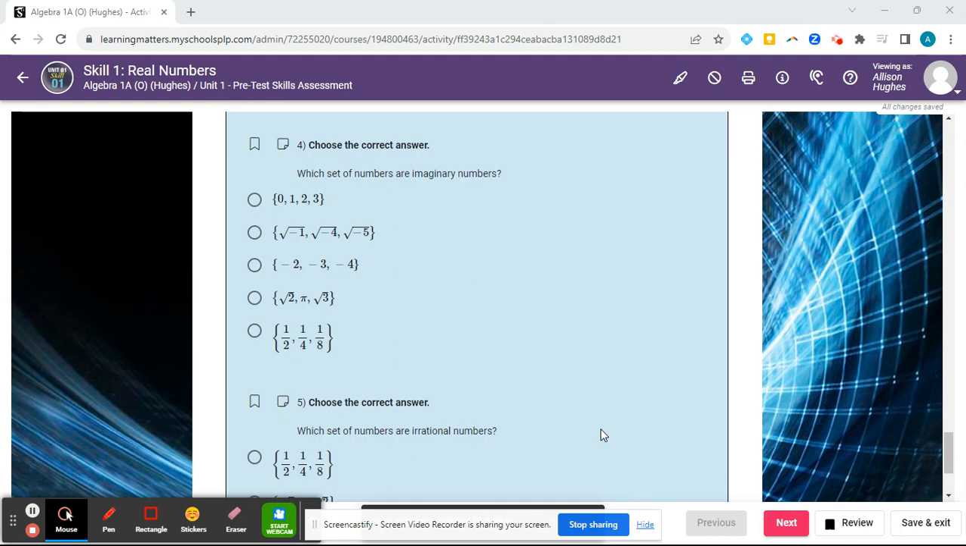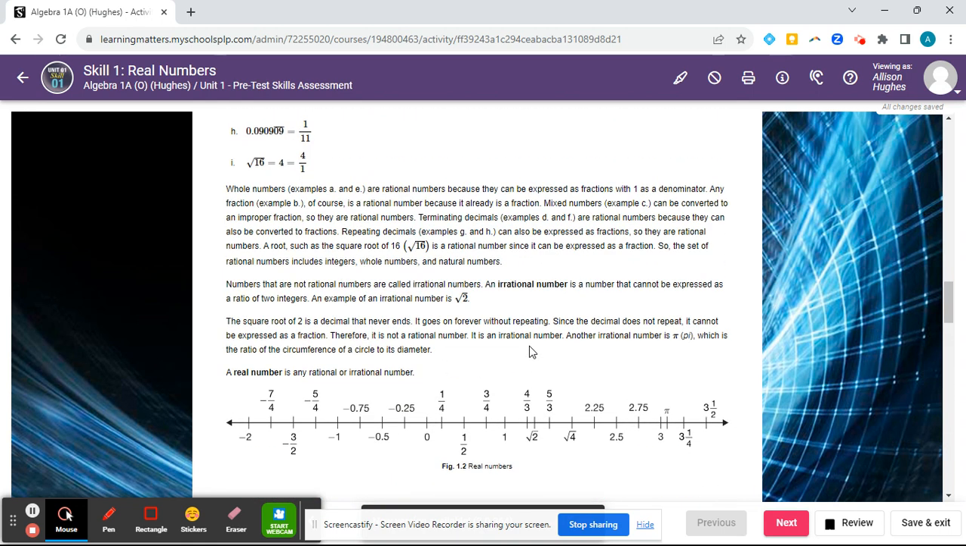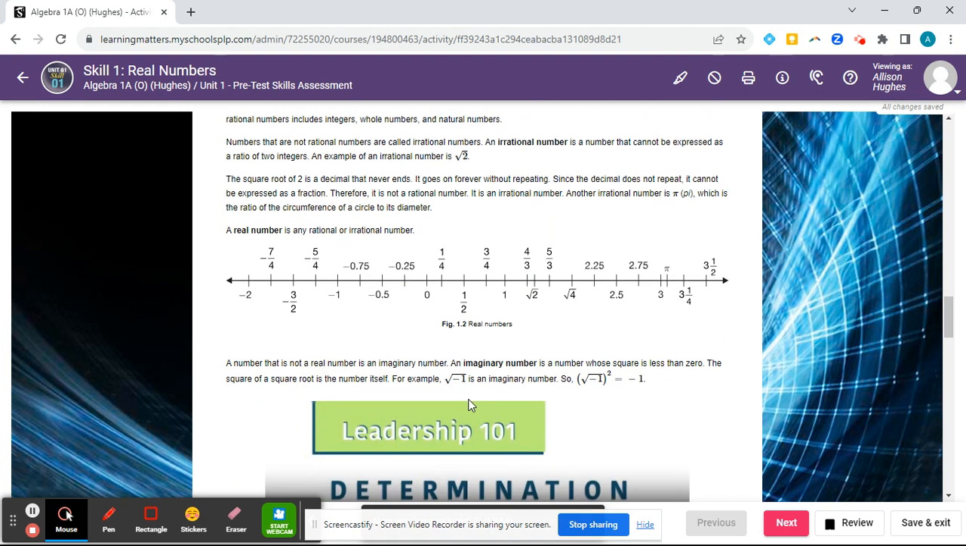Take a look at some feedback for question number 3. Which set of numbers are imaginary numbers? So we're going to look and see, well, what are imaginary numbers? So let's go ahead and scroll up into your notes and see if we can find some imaginary here. All right, here, the last little grouping.